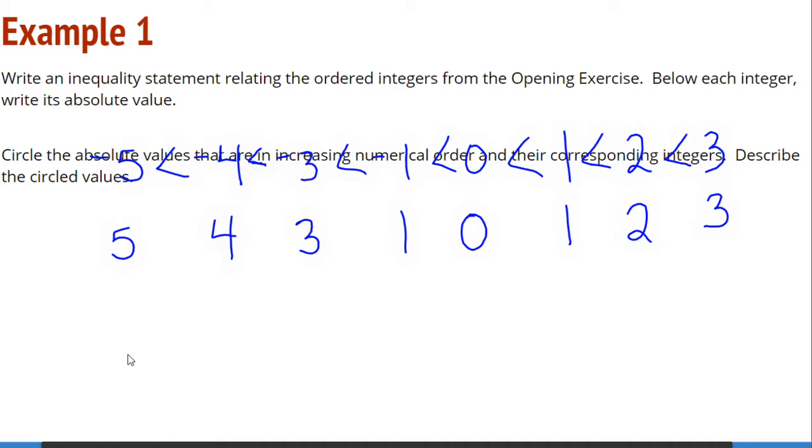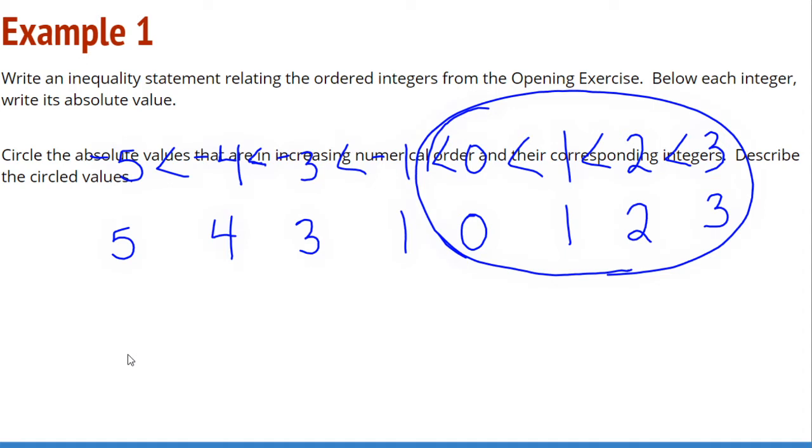Circle the absolute values that are in increasing numerical order and their corresponding integers. Describe the circled values. So what we're doing is taking a look at our list here, and we're saying, where do things kind of match up? Right here I see things matching up. They're in the same order. 0, 1, 2, 3, 0, 1, 2, 3. Not only are they in the same order, but they are the same. These positive integers, 1, 2, and 3, and their absolute values, they're in the same order.